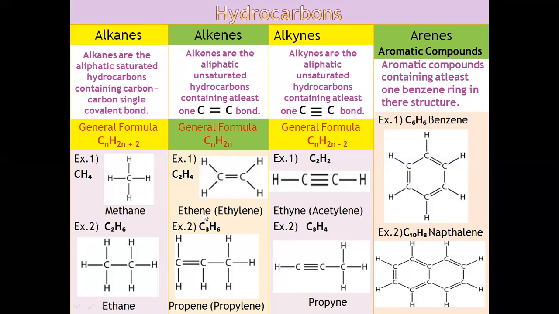Ethene, that is ethylene. If we put n equal to 2, then the formula becomes C2, 2 into 2 is 4, that is C2H4. And the structure: the two carbon atoms are joined by a carbon-carbon double bond, and each carbon atom is attached to two hydrogen atoms.